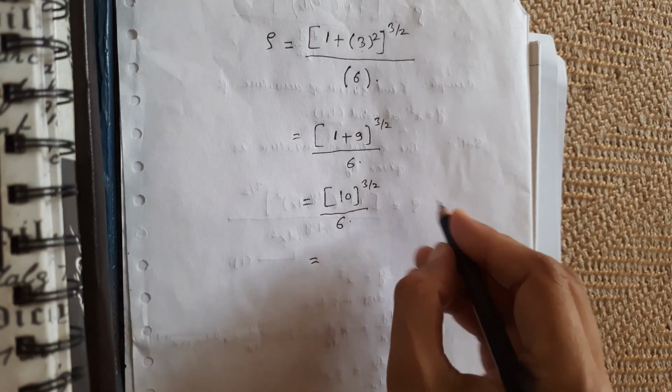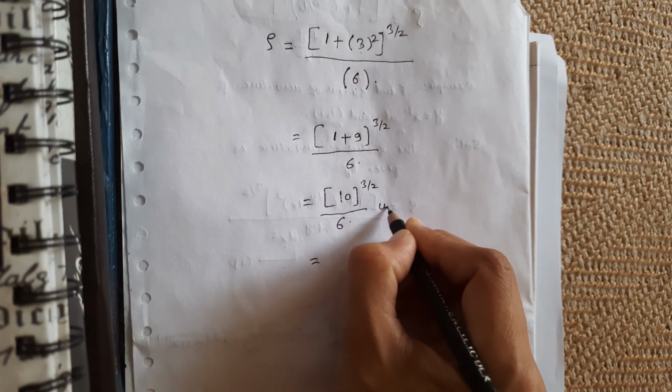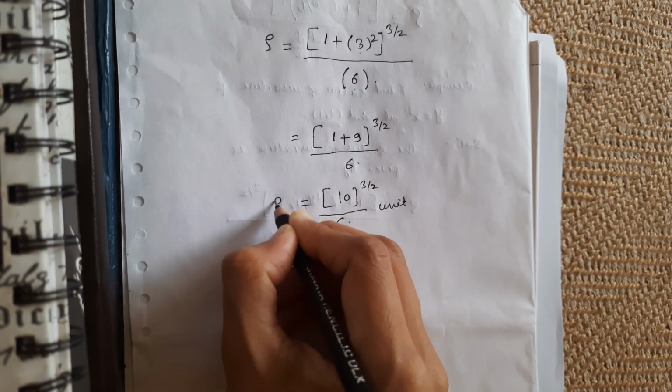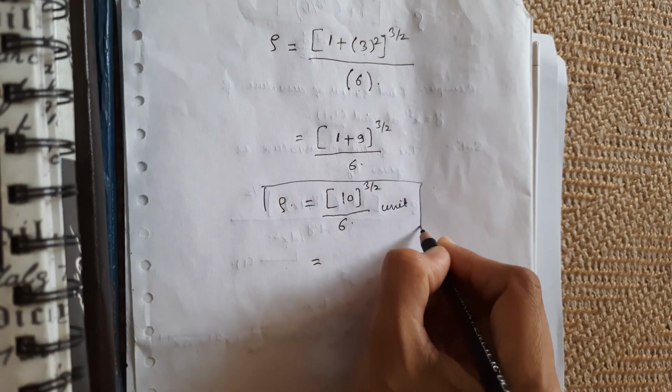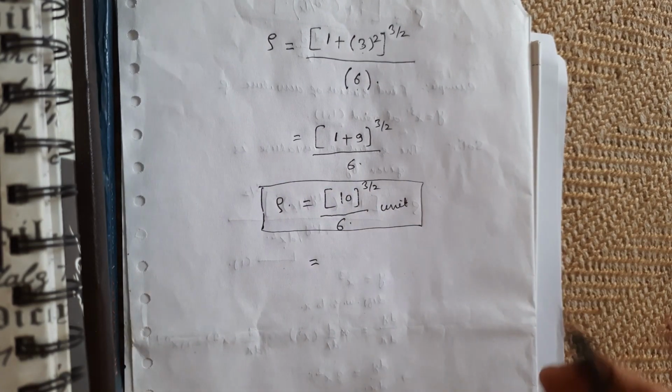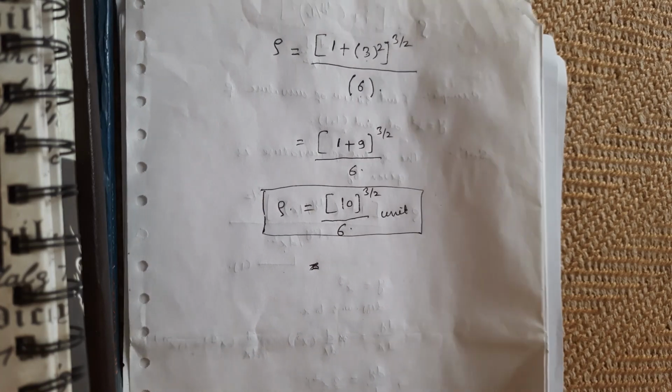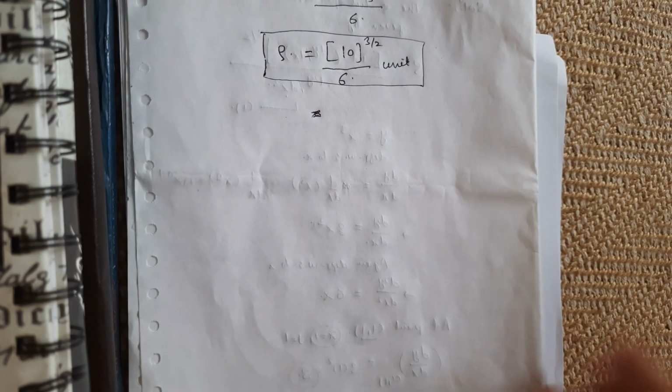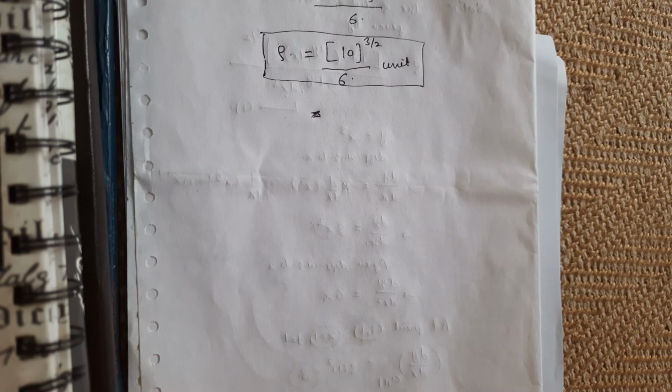Just simplify it or just keep it like this. So this much is the answer. That is the radius of curvature that I got. Okay, so that's how we solve it. I hope you understand it. It's very simple. Just find the derivative at a specific point if it is required.